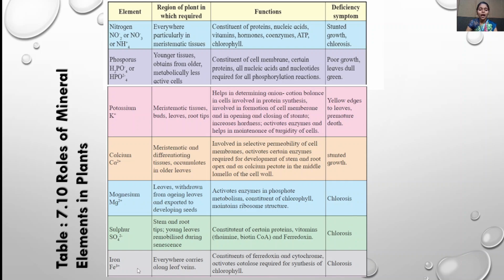The next element is iron, found everywhere and carried along leaf veins. Functions: constituent of pyridoxine and cytochrome, activates catalase, required for synthesis of chlorophyll. The deficiency symptom is chlorosis. These are the roles of mineral elements in plants.